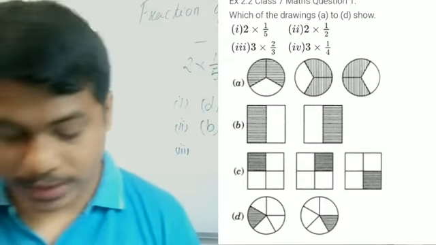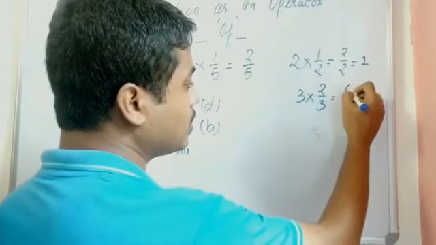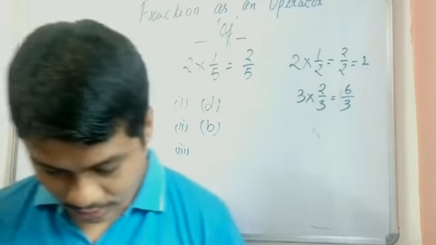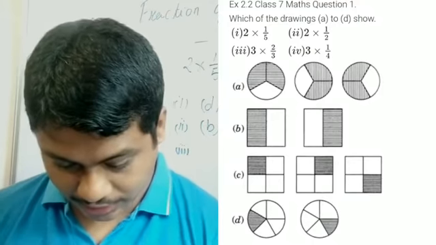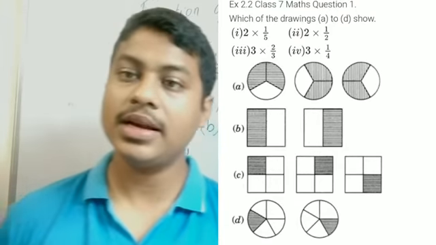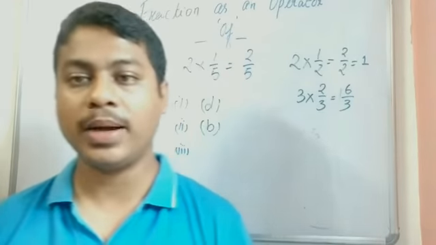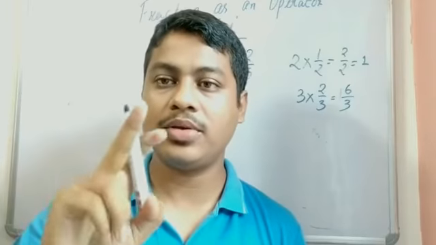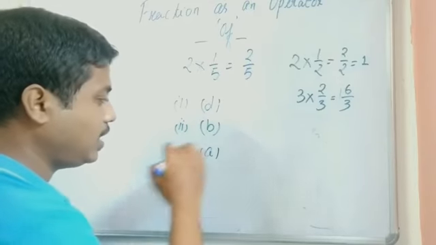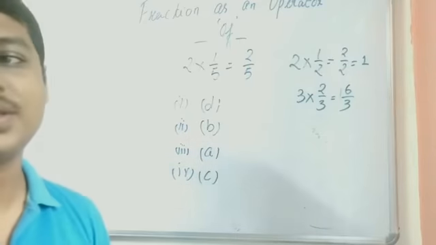Question number 3. It is given 3 into 2 by 3. So 3 into 2 by 3 will be equal to 6 by 3. Now you see in your figures which one is showing 2 by 3. In the first option, the 3 circles that are given there: the first circle is representing 2 by 3, the next circle is also representing 2 by 3, and the other figure is also representing 2 by 3. The total figures are 3, so it will be 3 into 2 by 3. So the first option is the correct option, 3A. So obviously the fourth option will be your C.